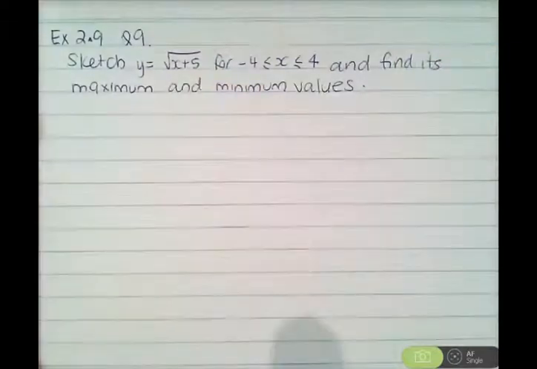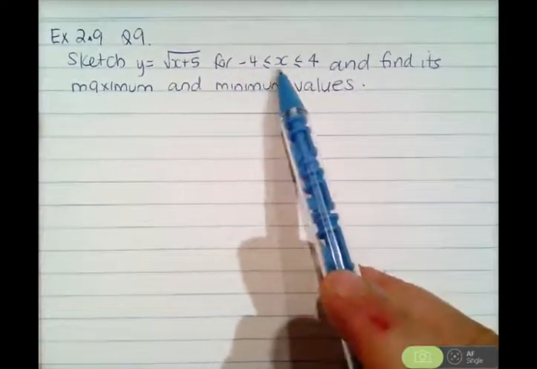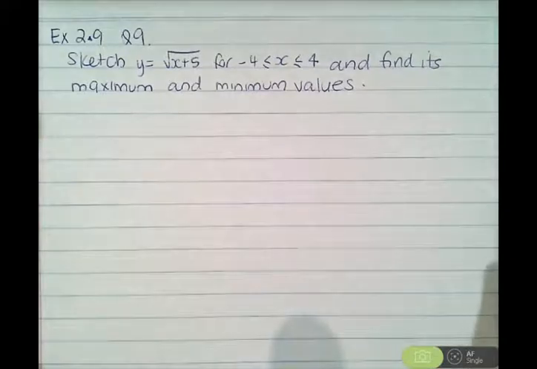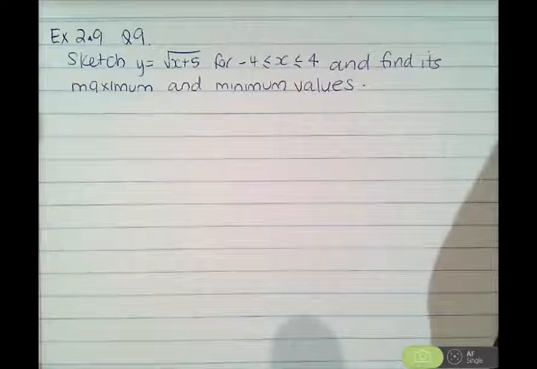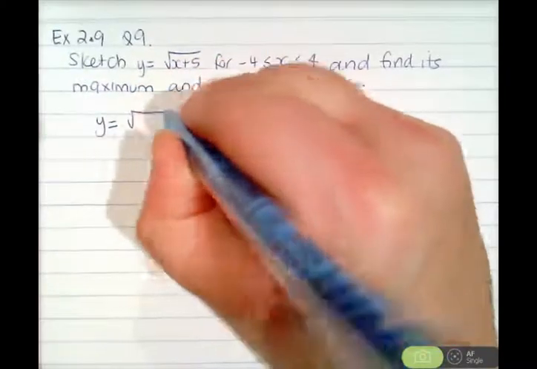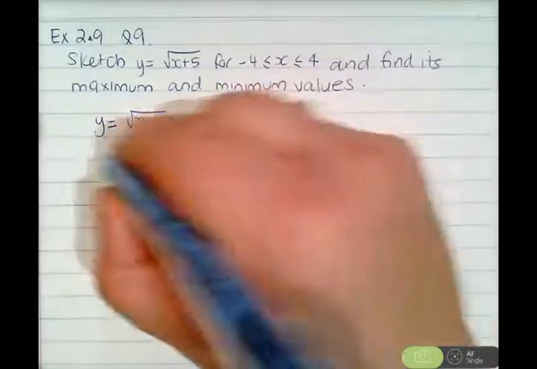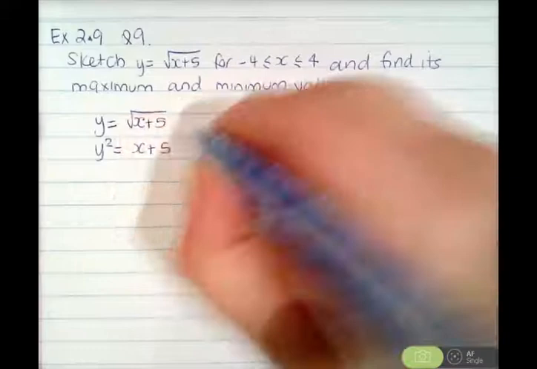Another example, exercise 2.9, question 9. Sketch y equals the square root of x plus 5 for -4 is less than or equal to x is less than or equal to 4. So the domain is from -4 to +4, and find its maximum and minimum values. Now, we're not going to differentiate this, because you should really recognize this as a half of a parabola. So if I square both sides, I get y squared equals x plus 5.